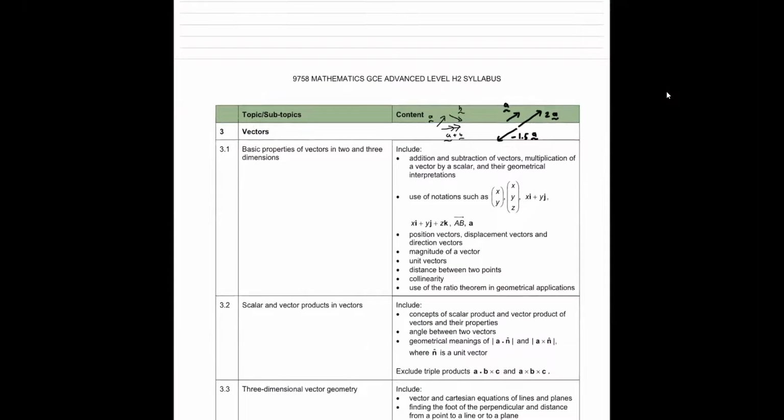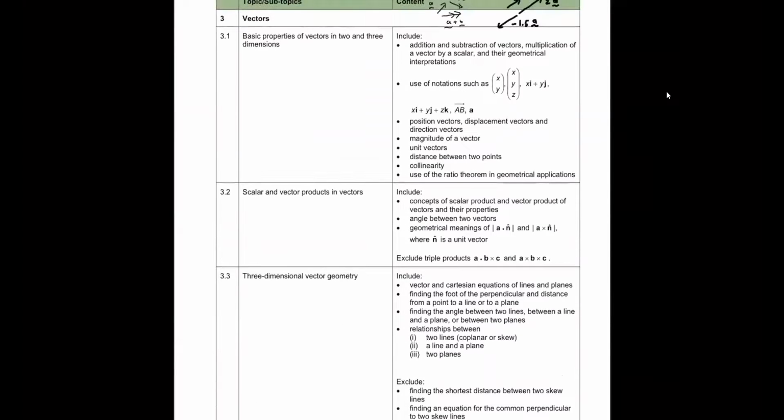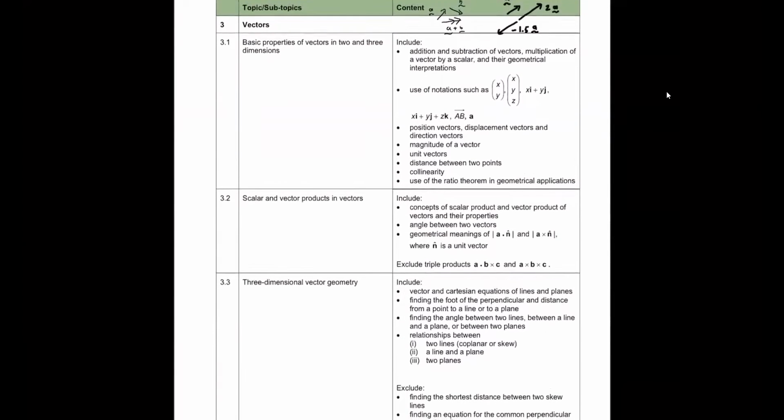So 3.1, 3.2, 3.3. Are you scared of vectors? Yes. Okay. Don't worry, it's okay. Point 1, point 2, point 3. Only three bullet points. Compared to biology, this is nothing. Biology is a scary one.